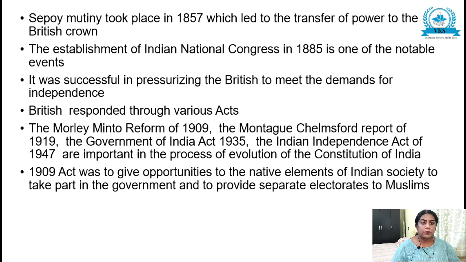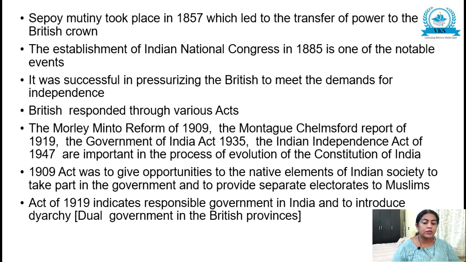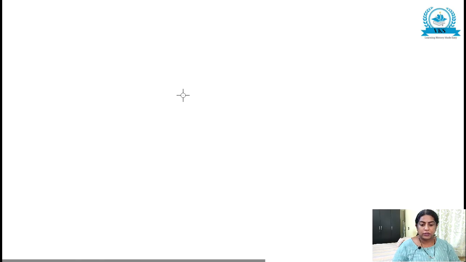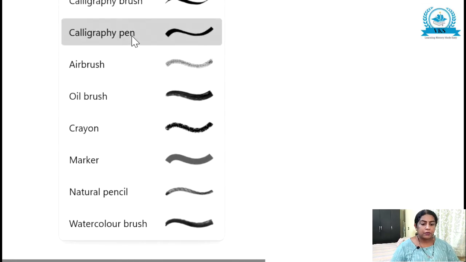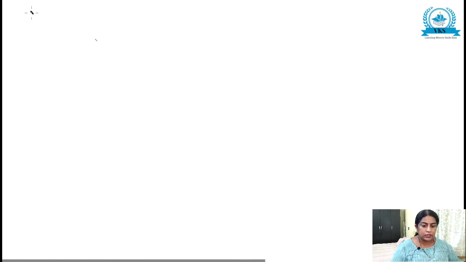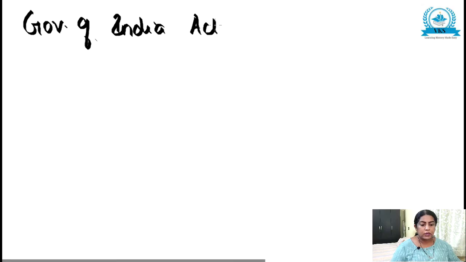The 1909 Act was to give opportunities to the native elements of Indian society to take part in the government and to provide separate electorates to Muslims. The Act of 1919 indicates responsible government in India and introduced diarchy, that is, dual government in the British provinces. Now let us move on to the Government of India Act 1935. That is the main topic which should be learned in detail.